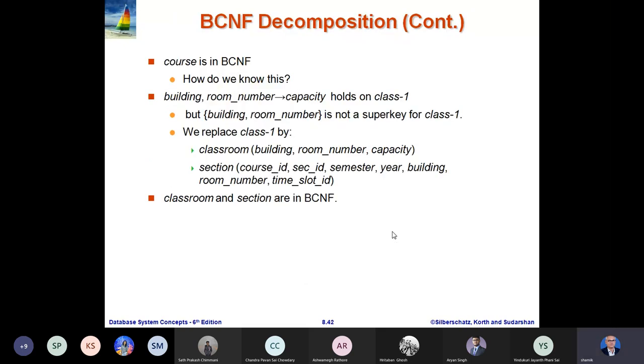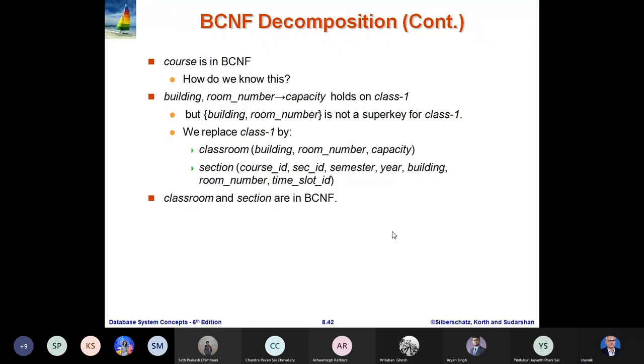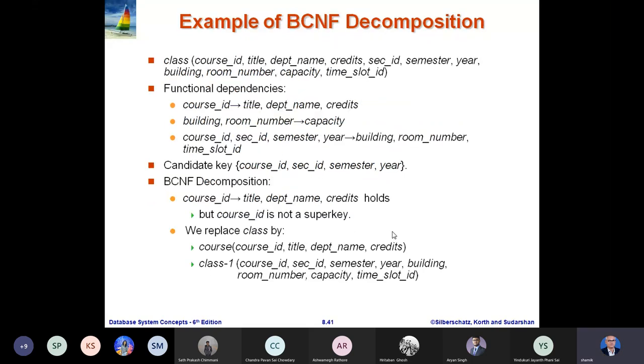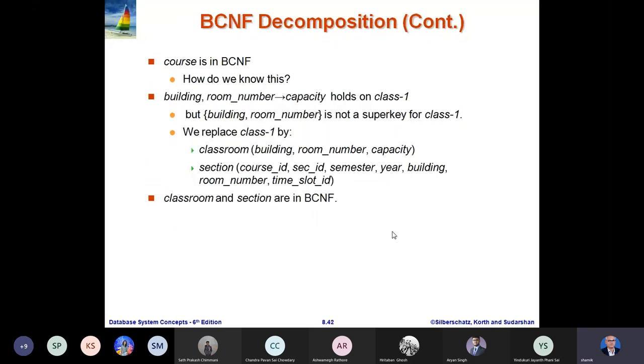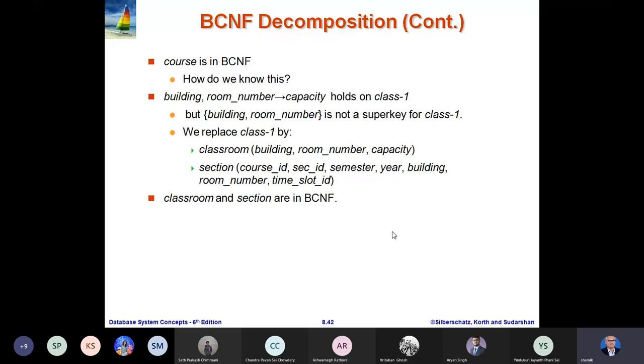Course is in BCNF, which is trivial. We can figure out that we have the functional dependency from course ID to these attributes, and that means course ID functionally determines all the columns. So course ID is a super key, hence course is in BCNF. The other one, class 1: you can see that building, room number to capacity is the second FD in the second bullet. That holds, but building, room number is not a super key.